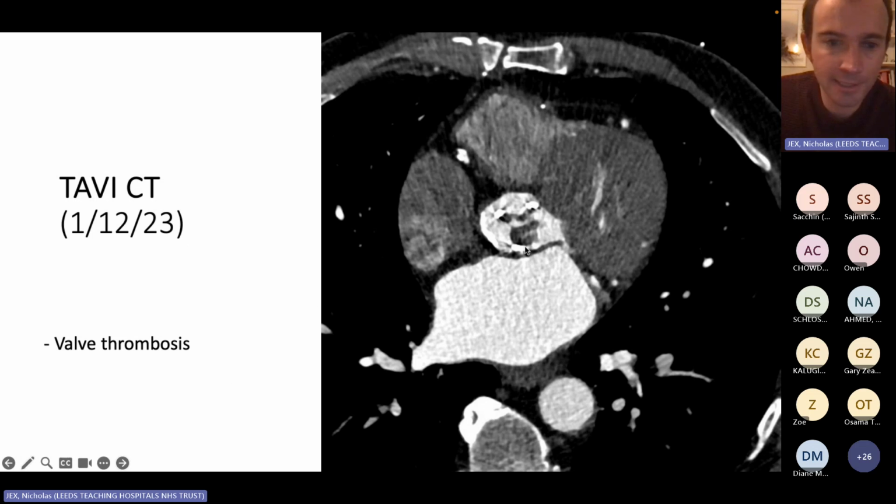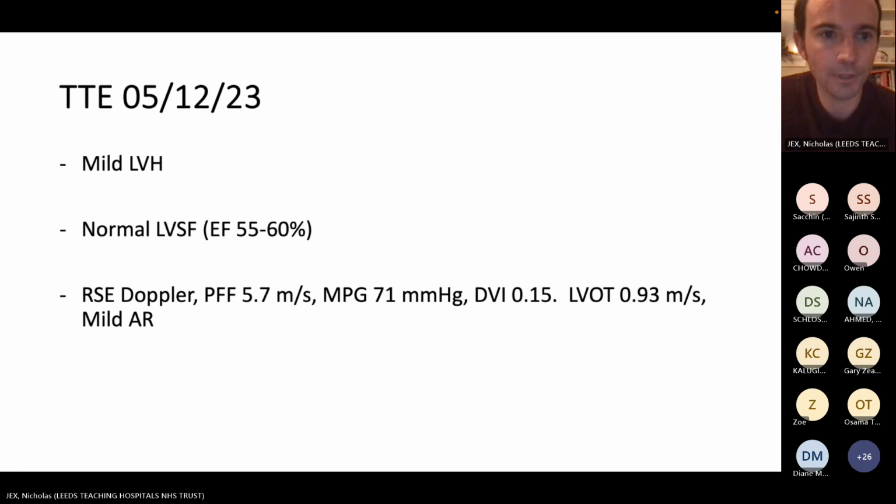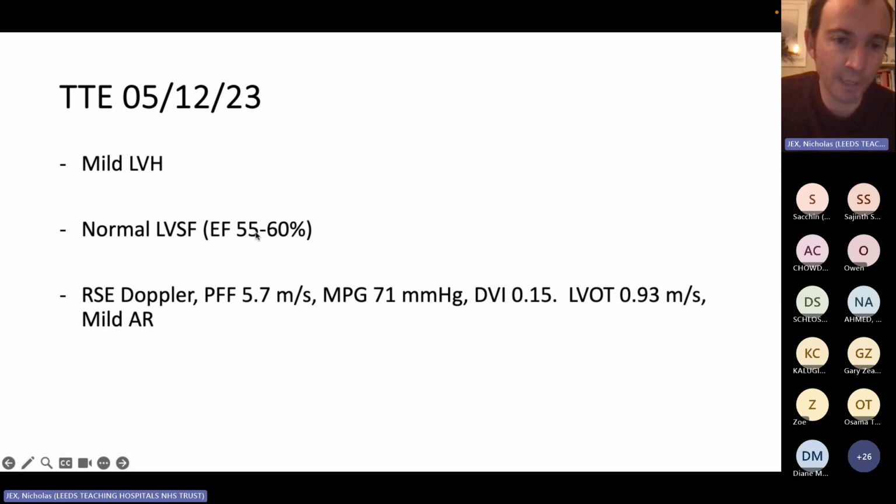Here you can see the CT that was arranged shortly after admission, and you might be able to appreciate the valve there in the middle and the thrombosis that you can see there quite nicely. He has a repeat echo again as an inpatient, which shows LV function is still maintained. However, his gradients have gone up still further, so peak forward flow now of 5.7, mean gradient of 71, and a DVI of 0.15.